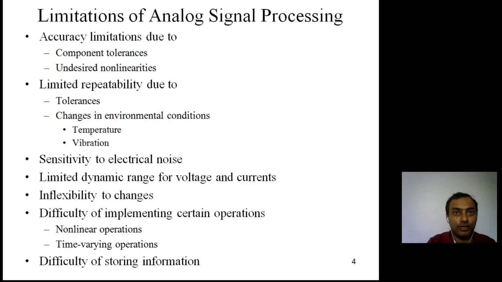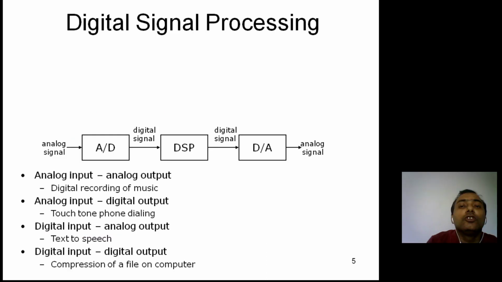And sensitivity, limited range of voltage and currents, inflexibility to changes. If you want to make some changes in the circuits, again you have to start from the beginning. Difficulty of implementing certain operations, non-linear operations and time-varying operations is difficult, and difficulty in storing information is again one limitation there. So now we are going to see what digital signal processing is and what the benefits of this are.